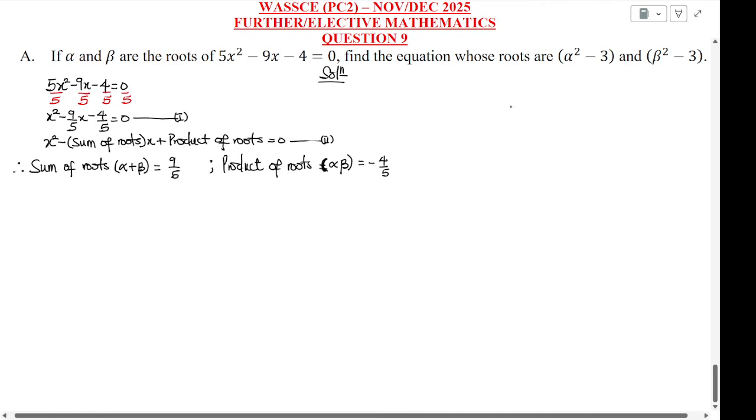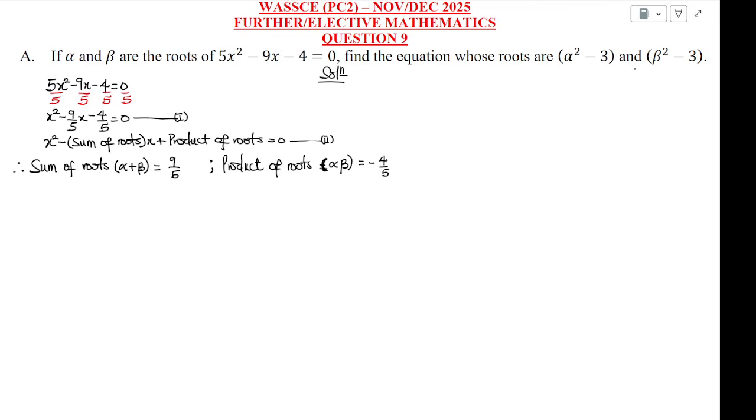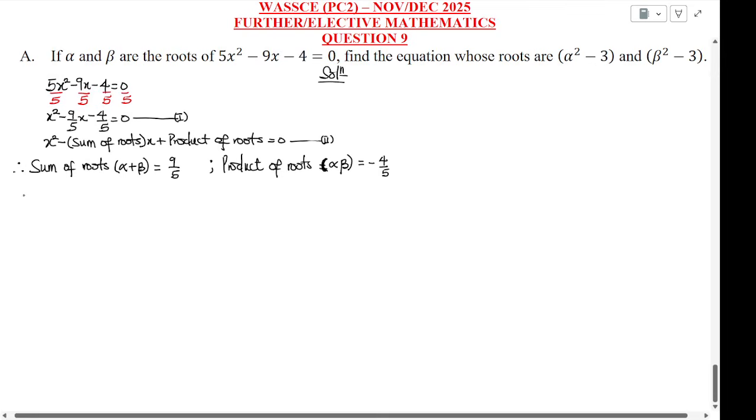Now they are saying we should find the equation whose roots are alpha squared minus 3 and beta squared minus 3. So we have to find the sum of the new roots. Sum of the new roots, we have alpha squared minus 3 plus beta squared minus 3. Since we are looking at sum, it means we're going to add them. So adding this gives me alpha squared plus beta squared, then minus 6.